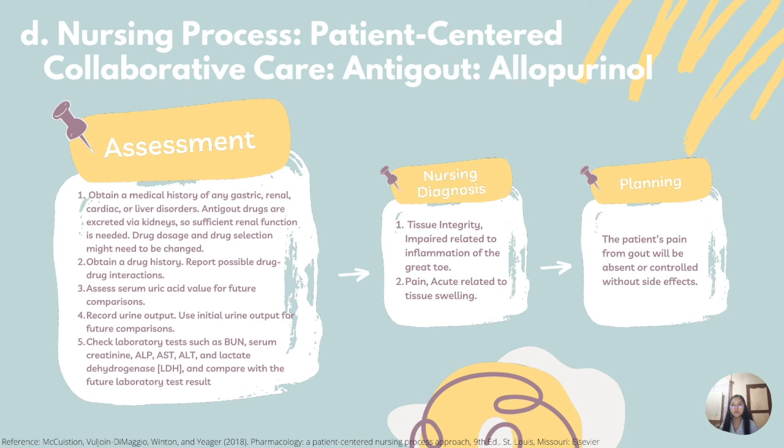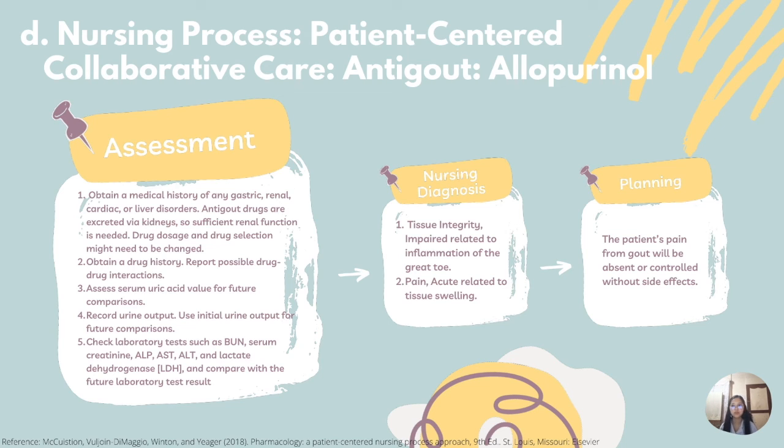So now I'm going to discuss the nursing process of the anti-gout drug allopurinol. As for the assessment, first we're going to obtain a medical history of any gastric, renal, cardiac, or liver disorders. We have to remember that anti-gout drugs are excreted via the kidneys, so sufficient renal function is needed. If there are any renal disorders, the drug dosage and drug selection might need to be changed. After that, we're going to obtain a drug history and report any possible drug-drug interactions.